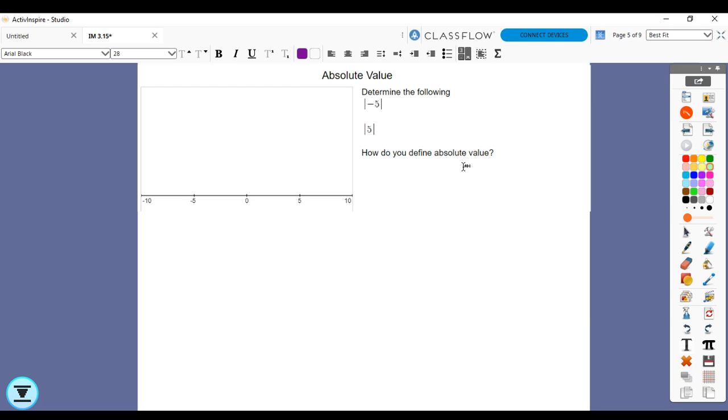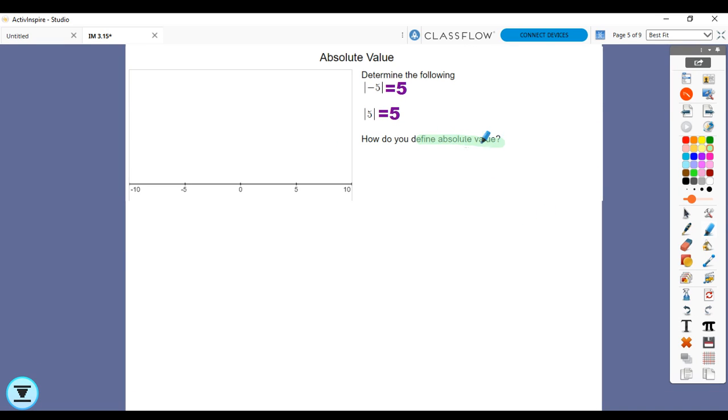Okay, so when you first learned absolute value, think about what's the absolute value of negative 5. Hopefully you thought, oh, that just equals 5. And what's the absolute value of positive 5? It's also just positive 5. And why is that? That's because absolute value is its distance from 0. How far is negative 5 away from 0? A positive 5. How far is positive 5 away from 0? Positive 5.